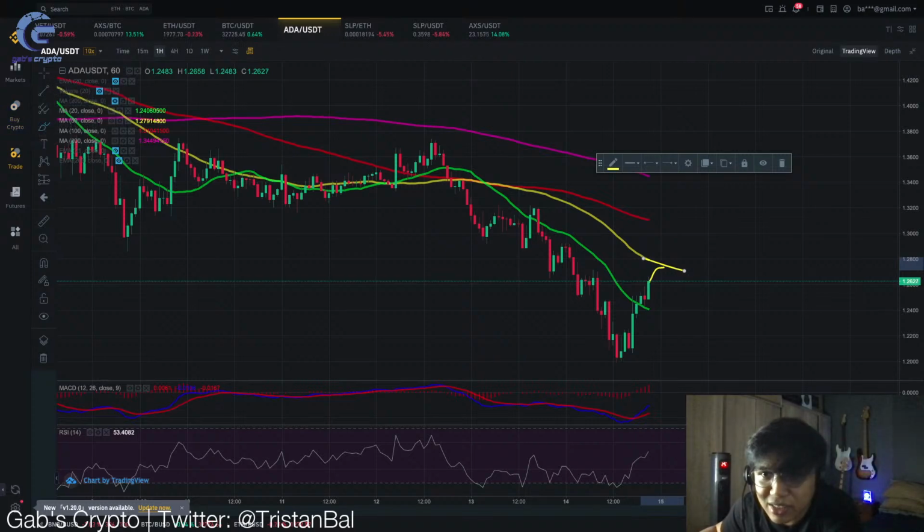May pumasok na whale? Si Apple na kaya to? Hindi natin sure. Pero alam ko matagal na nagbabalak si Apple pumasok sa crypto market space eh.